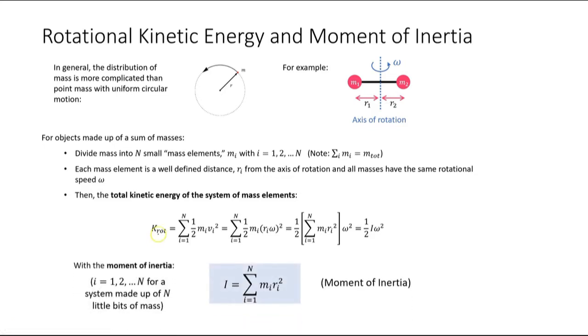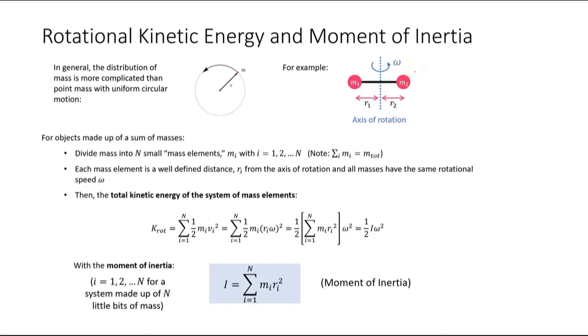And so the total rotational kinetic energy of this object that we've broken up into little bits of mass is just going to be 1/2 I omega squared, where I then is going to be the sum of m_i r_i squared for each of the little bits of mass that we've broken our object up into. So let's just look at an example. I think an example helps with these.